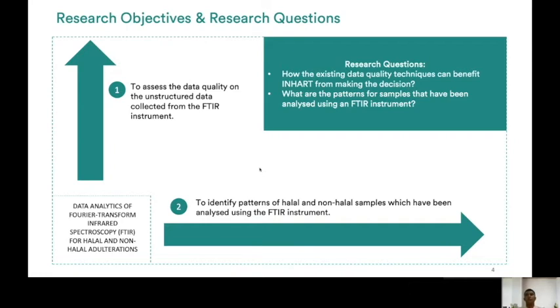So this brings me to my research questions: how can the existing data quality techniques benefit in-heart in making decisions? And secondly, what are the patterns for samples that have been analyzed using an FTIR instrument? So we'll see how the existing data quality techniques that we have currently can benefit in-heart in making decisions, and perhaps we can see patterns later on once we have performed data mining for the FTIR instrument.